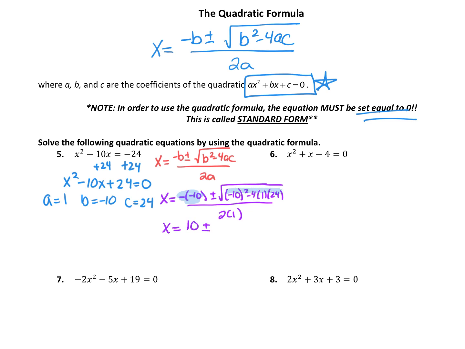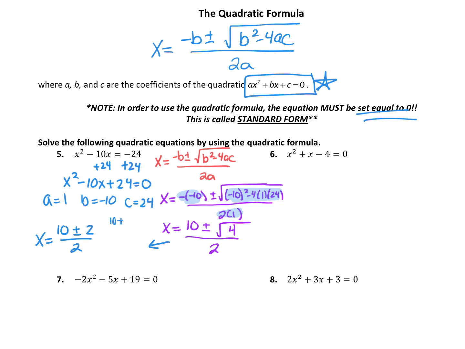to be a positive 10 because it's a double negative. Then I'm going to simplify what's underneath this radical. So the square root of negative 10 squared minus 4 times 1 times 24 is going to give me 4. And then I'm going to simplify this 2 times 1, so I'm going to have 2. So again, I want to check if 4 is a perfect square, which it is. So I end up with x is equal to 10 plus or minus, well, the square root of 4 is 2, all over 2.